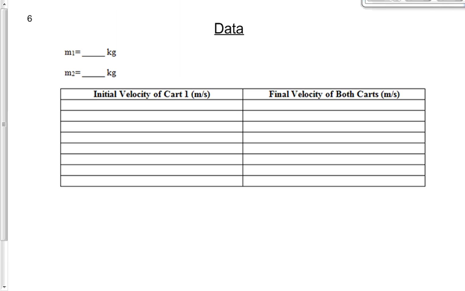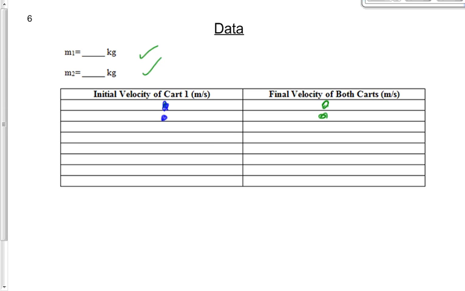Then you're going to record all your data. Mass 1 and mass 2 you've already recorded. The initial velocity of cart 1, I guess it was in blue. The final velocity of both cars for trial 1. The initial velocity for trial 2, the final velocity for trial 2. And so on and so on and so on. The big part of this is now done.